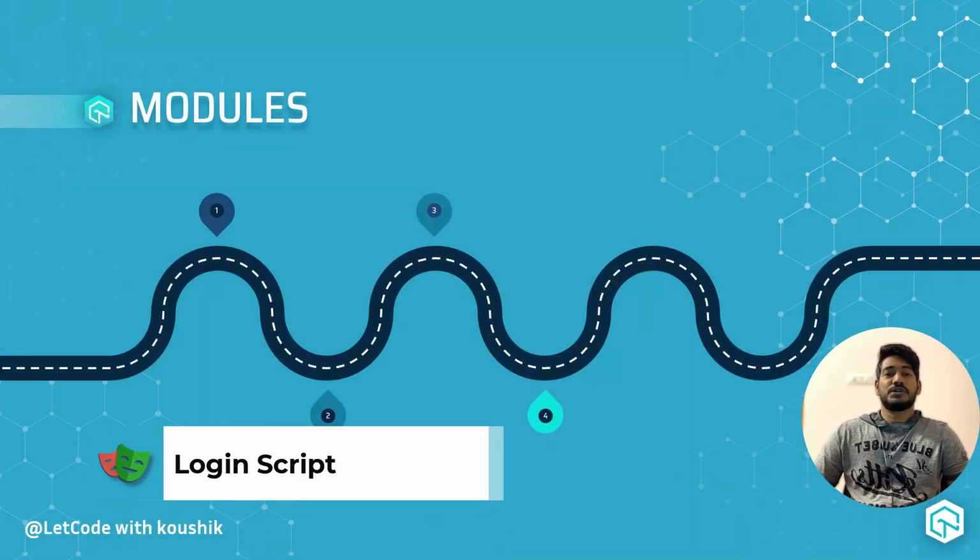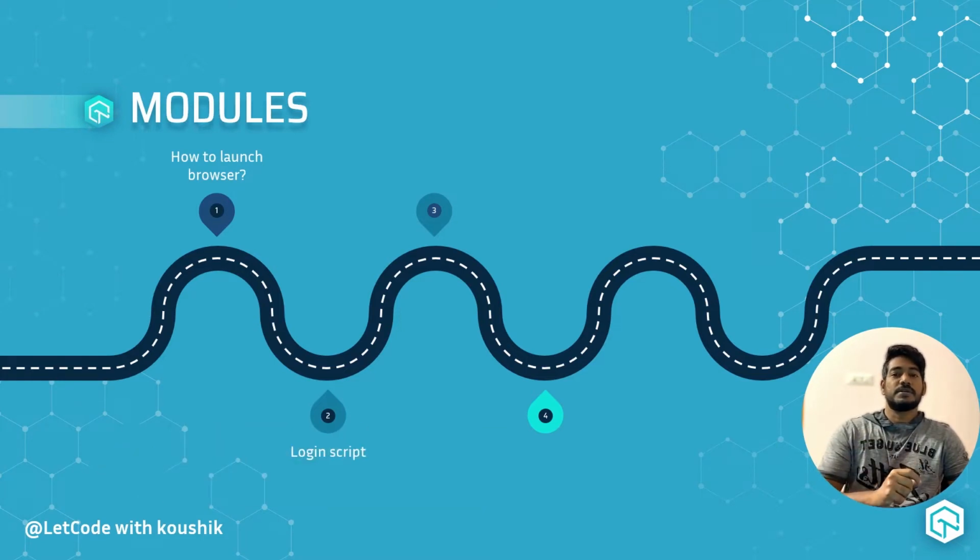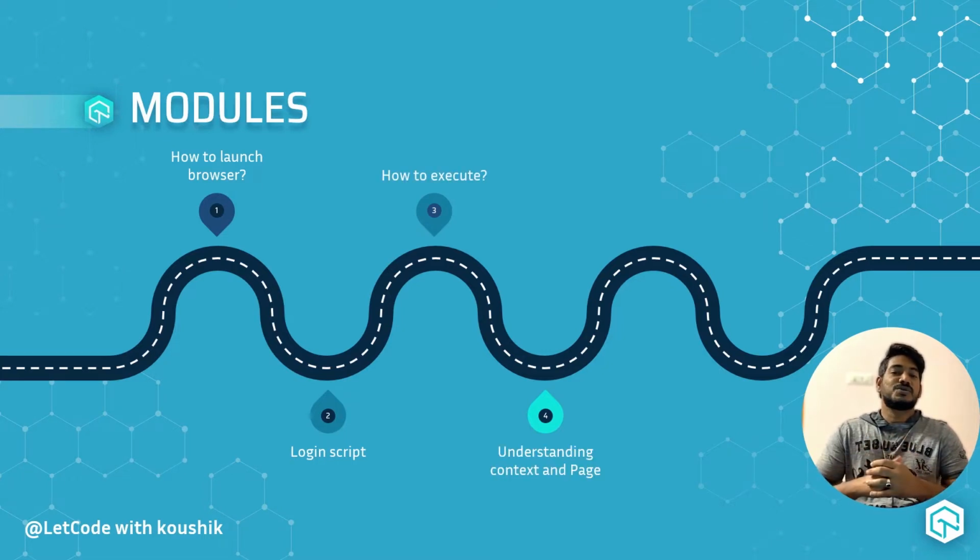In this video, we are going to learn how to launch the Chromium browser using Playwright. Then we are going to write a simple login script just to show the demonstration. And then we are going to learn how to execute the test. And also we are going to learn the important concept of Playwright, that is context and a new page, and how we can make use of that.